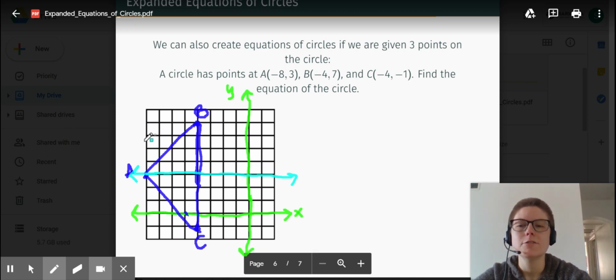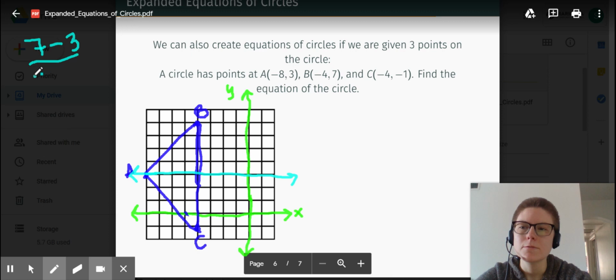And now we need to find the slope and midpoint of AB in order to graph that line's perpendicular bisector. So for AB, the slope is going to be y2 minus y1, so 7 minus 3, over x2 minus x1, which is negative 4 minus negative 8. All right, we got our 2 minuses there, which means it's a plus. So 7 minus 3 is 4. Negative 4 plus 8 is also 4, so the slope is 1.